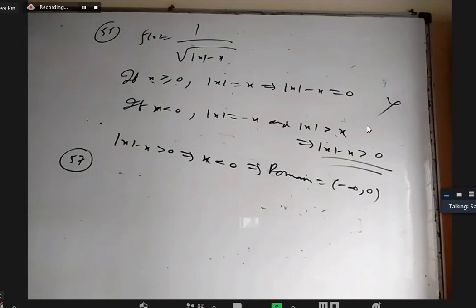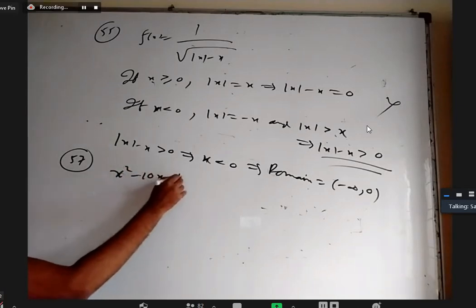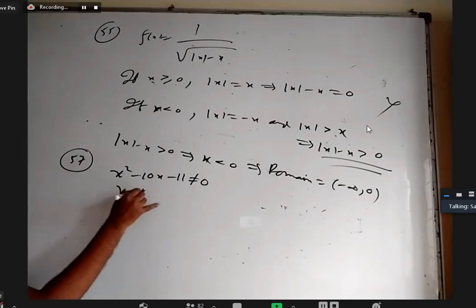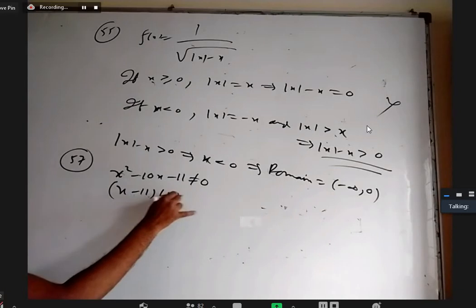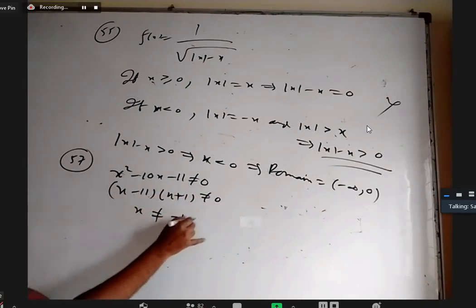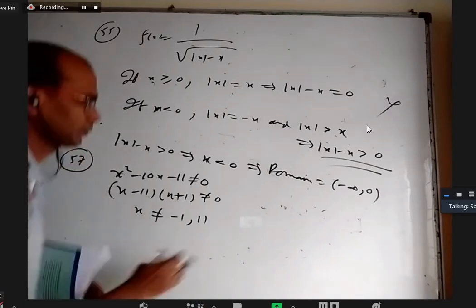So it is negative also okay, positive also okay. Only thing is the denominator should not be 0. That's all. So x square minus 10x minus 11 should not be 0. Don't worry about positive negative here because it's cube root, not square root, not fourth root. So this is (x minus 11) into (x plus 1) not equal to 0. So x should not be minus 1 comma 11. So all real numbers except minus 1 and 11.